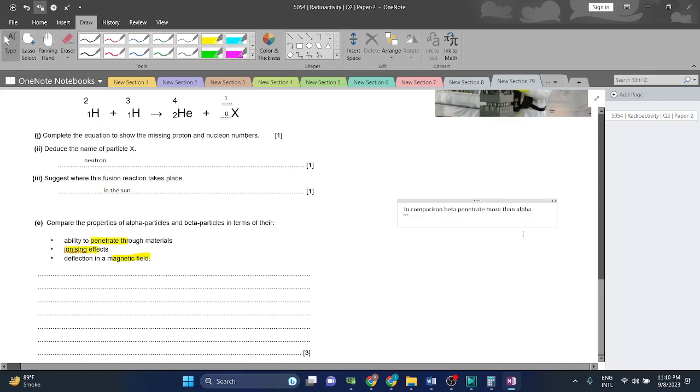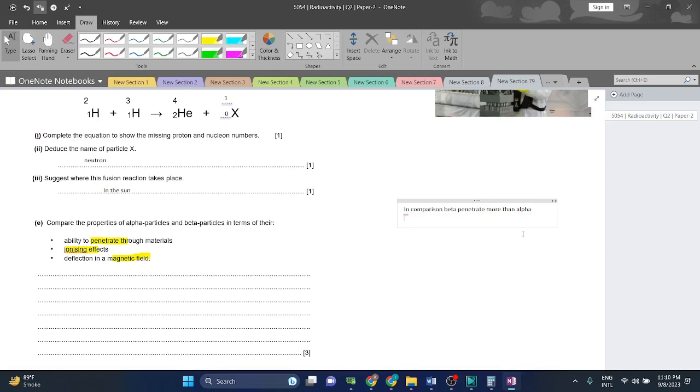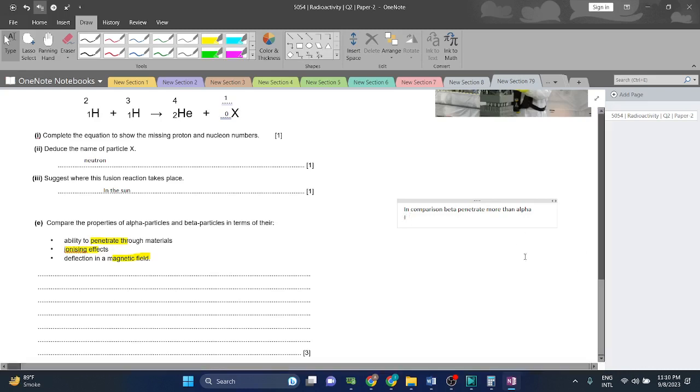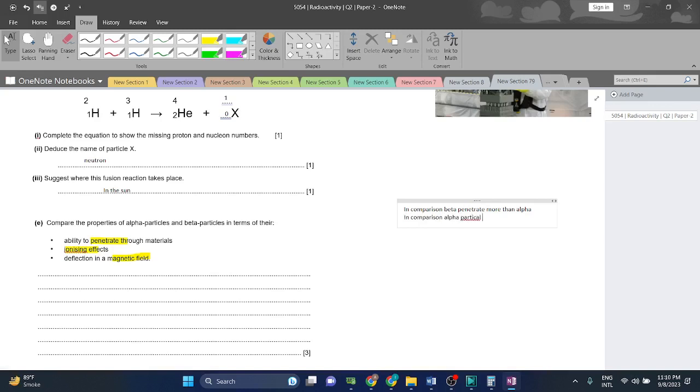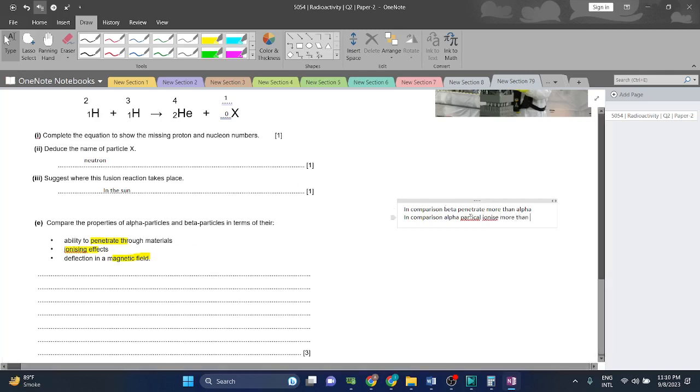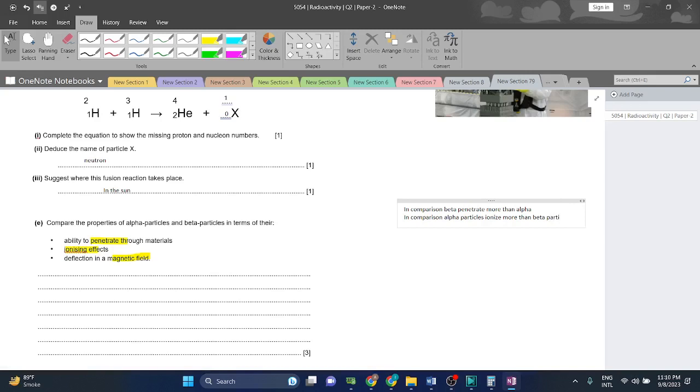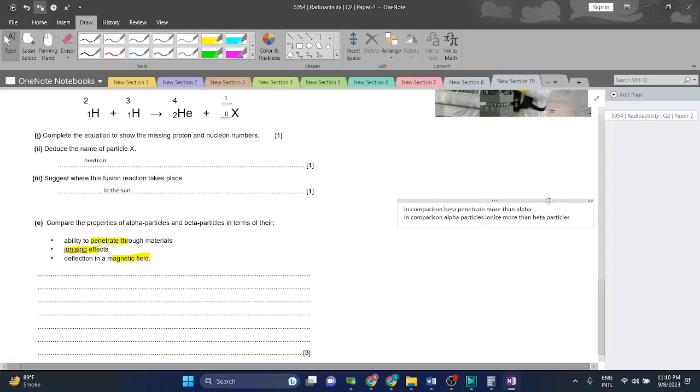Okay, now let's see the ionizing effect. The ionizing effect will be the polar opposite. In comparison, the ionizing effect of alpha particles is more than beta particles. In comparison, alpha particles ionize more than beta particles. Okay.